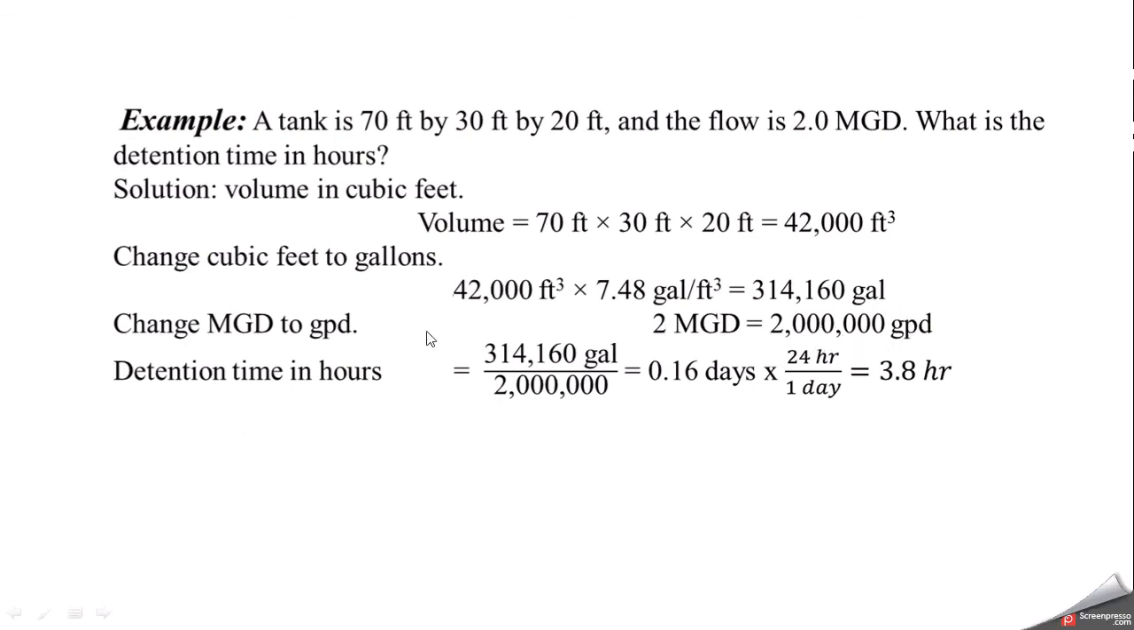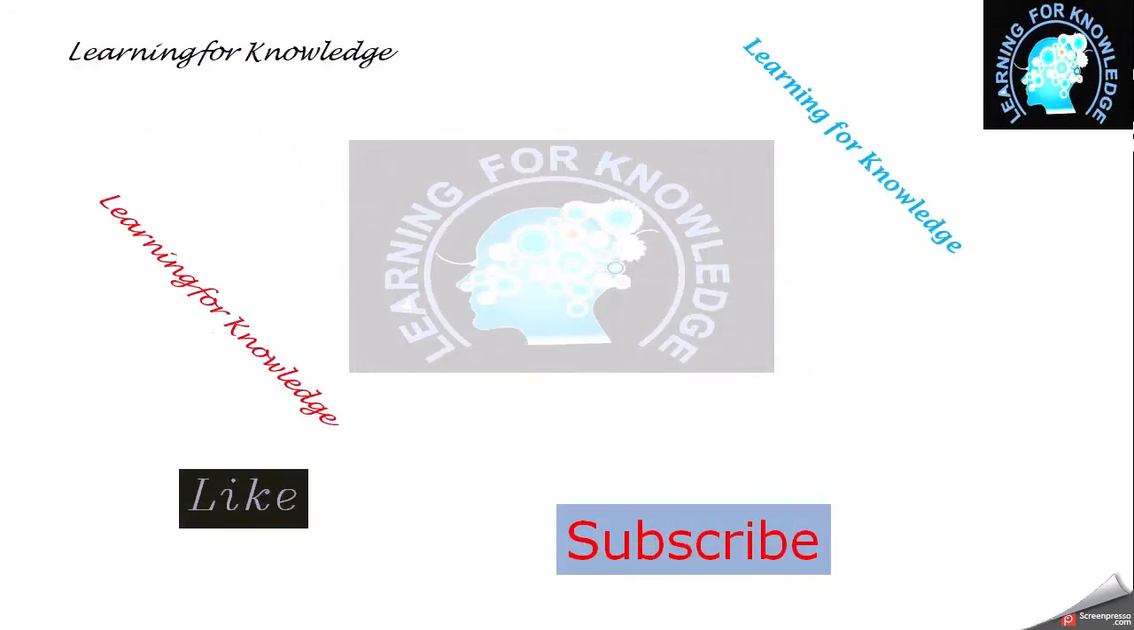Then the detention time is found by dividing this volume by the flow rate, which is 2 mgd, that is, 2 million gallons per day. We get the answer 0.16 days. We convert this using the units, as one day contains 24 hours, so we multiply by 24 hours per 1 day, and this gives us 3.8 hours. So basically, in short, we require some volume and its flow rate in similar units, and then we can get the hydraulic detention time.